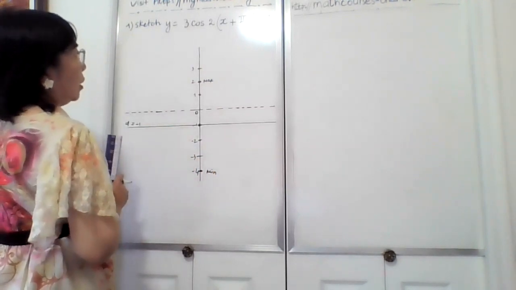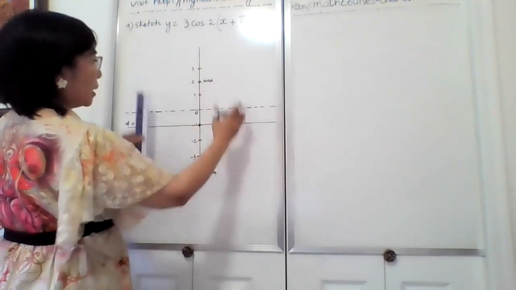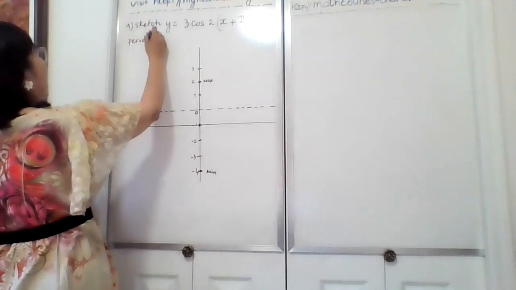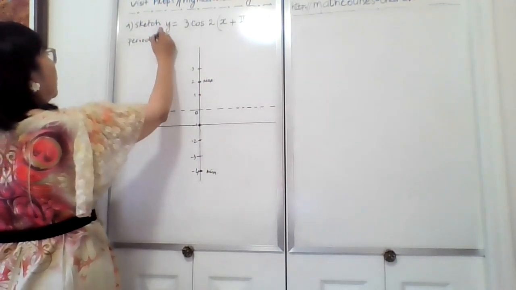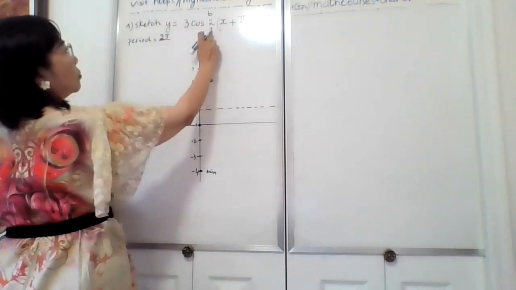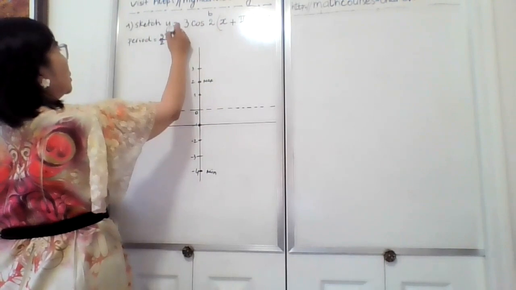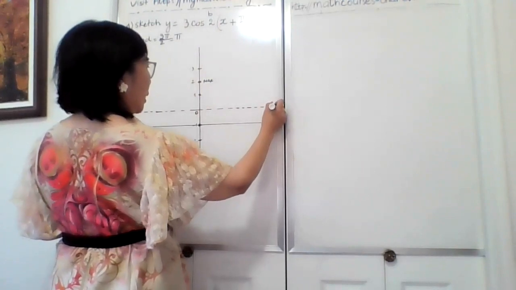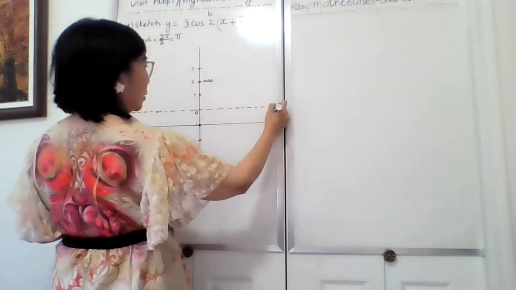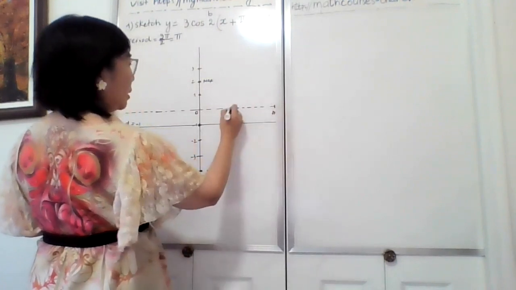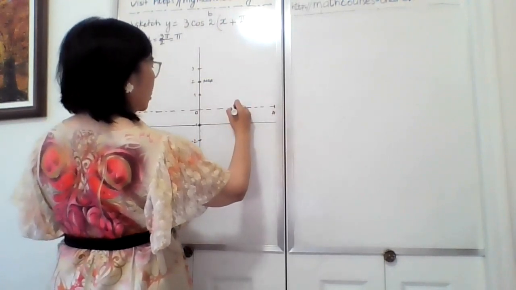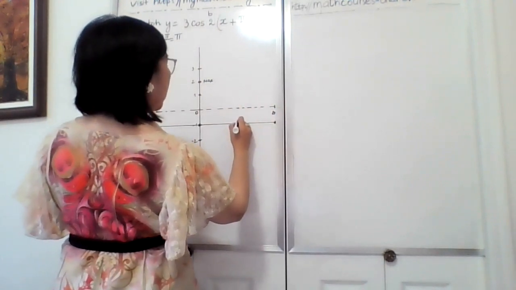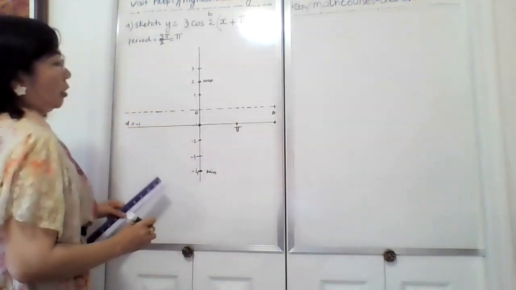Now, let me show you the one cycle period. Let's calculate the period here. Our period formula is 2 pi divided by the b value, and our b value is 2. So 2 pi divided by 2 is pi. So instead of from 0 to 2 pi, and let's say this is 2 pi, our period is now only half of it. So this is pi.